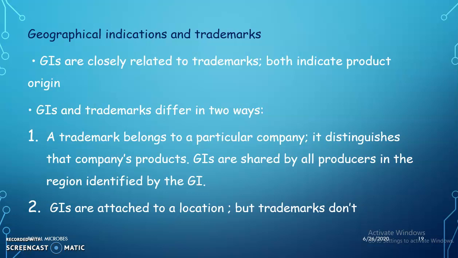Geographical indications and trademark. Both geographical indications and trademarks are closely related. Both indicate the product origin, but they differ in two ways. That is, a trademark belongs to a particular company and it distinguishes that company's product only. But a geographical indication is shared by all producers in a specific territory identified by the geographical indication. Geographical indications are attached to a location, but trademarks are not.